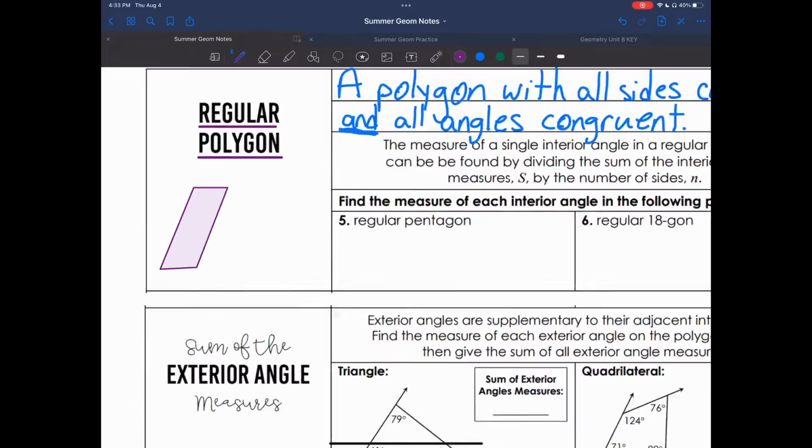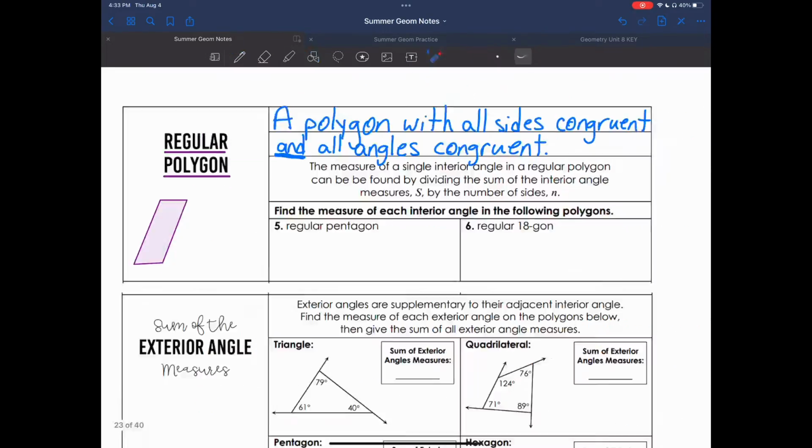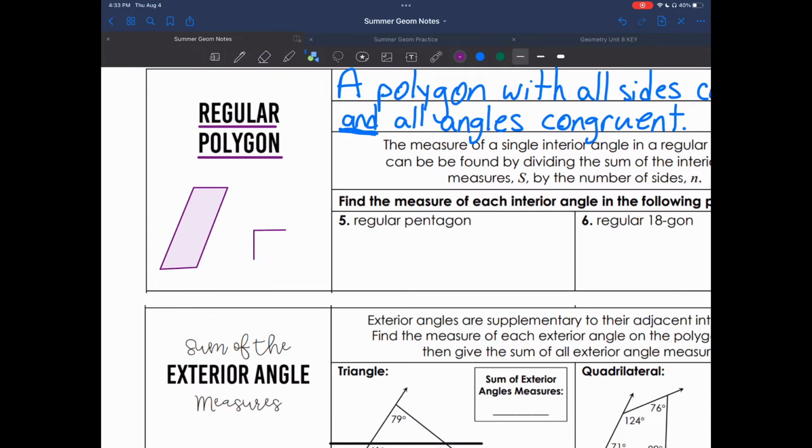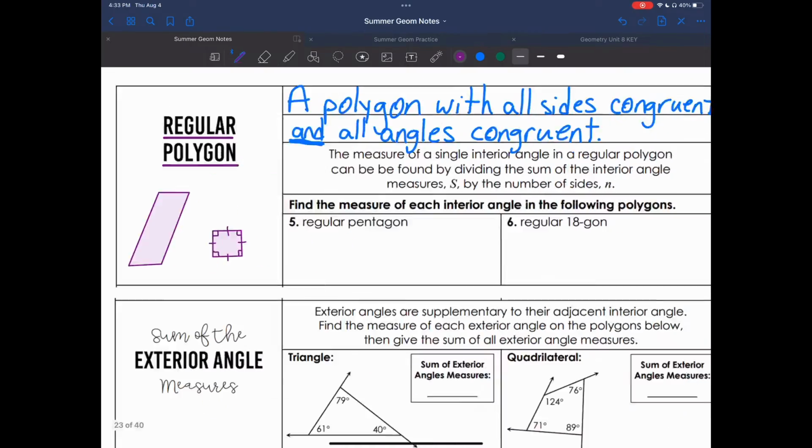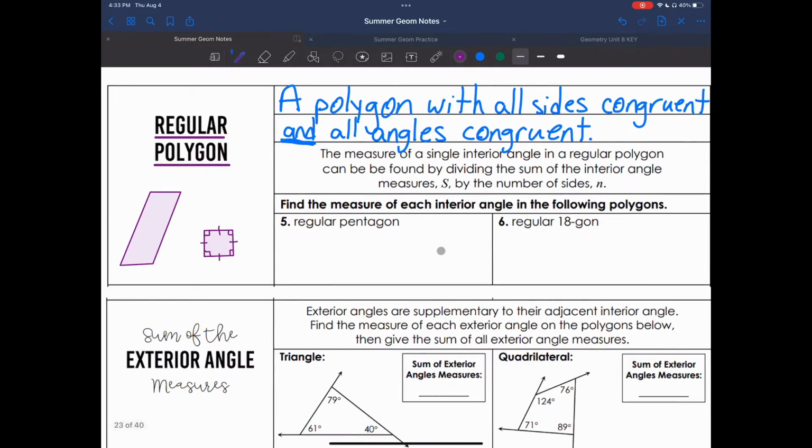You actually know what this is. This would be a square. If I can do this. Okay, close enough. A square would be an example of a regular quadrilateral because all 4 sides are congruent and all 4 angles are congruent. So to do this next part, it only works if the polygon is regular. If it's not regular, you'll have to do it a different way.